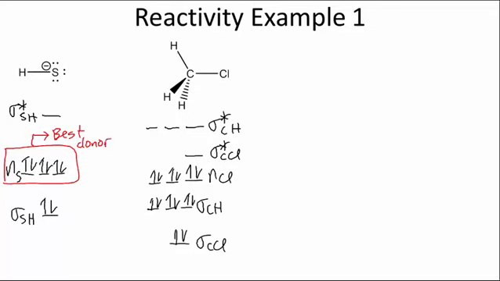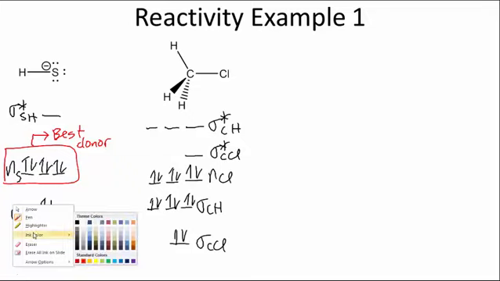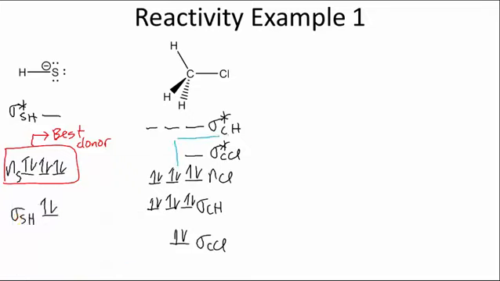All right, and who's going to be the best acceptor orbital? Sigma star CCl. This is going to be my best acceptor. All right. Question.